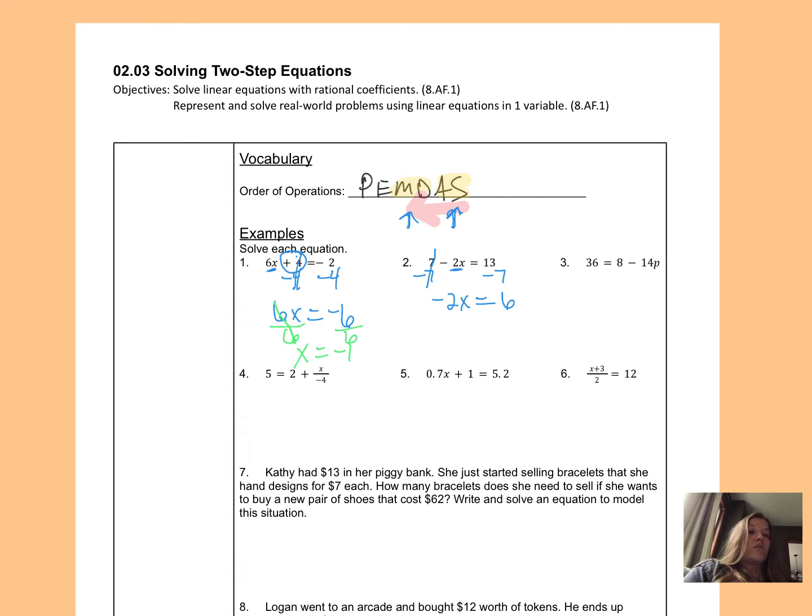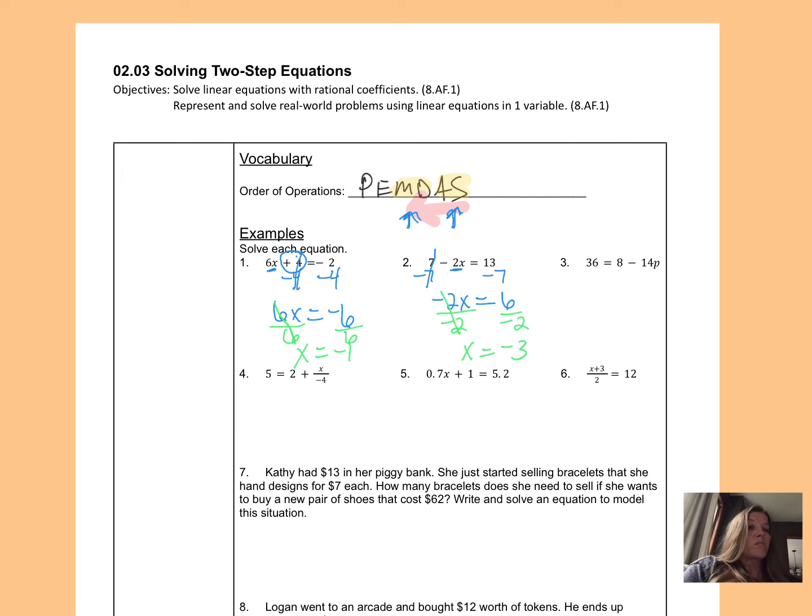Now we're going to undo that multiplying and dividing. We're multiplying x by negative 2, so the opposite is to divide by negative 2. Cancels out to be 1x or just x. 6 divided by negative 2 is negative 3. And remember, we can always plug in to check our answer.